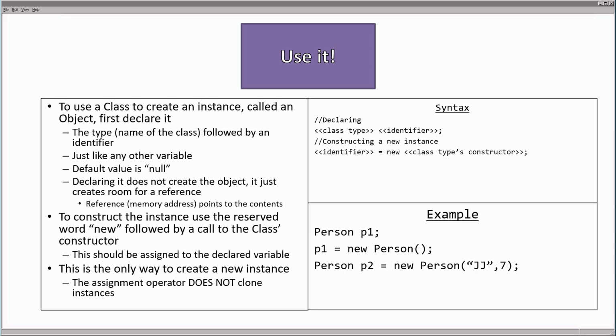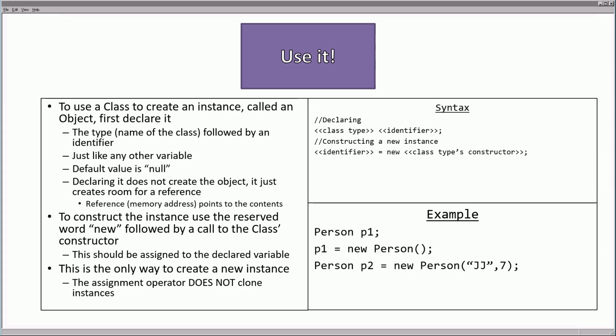we now use the class. To use a class, we create an instance called an object by first declaring it. And this works just like we've described before with variables. You start out with the type, which in this case is the name of the class, followed by some identifier. Variables in Java assume default values, and the default value for an object is the memory address null.